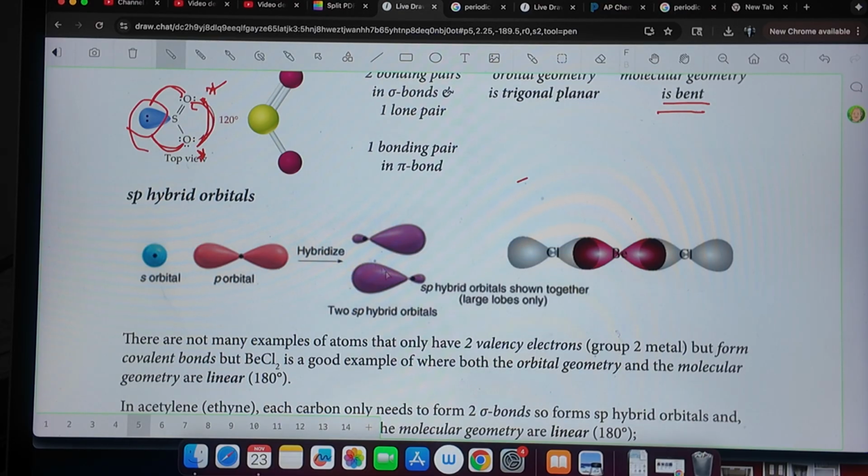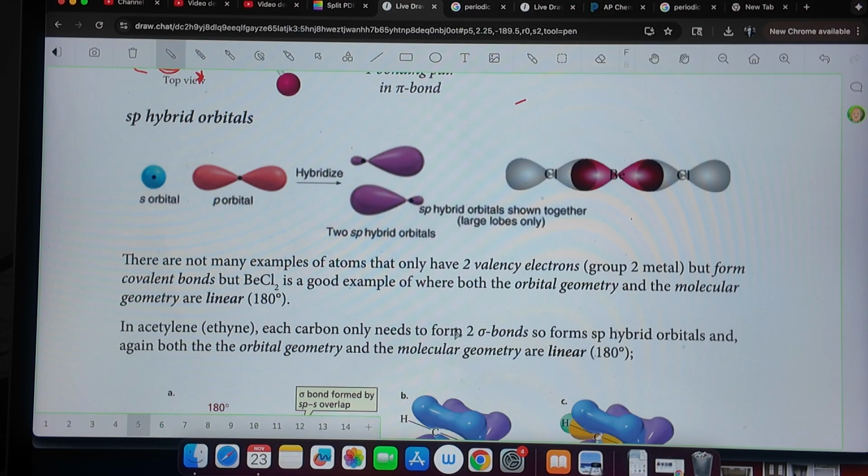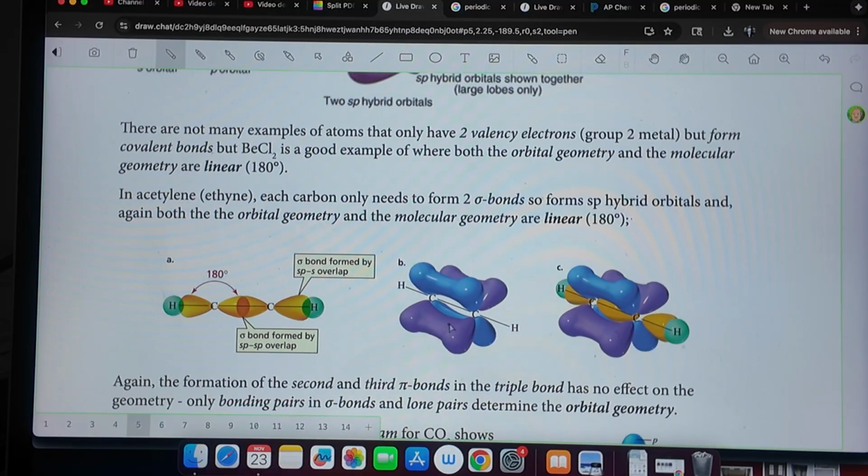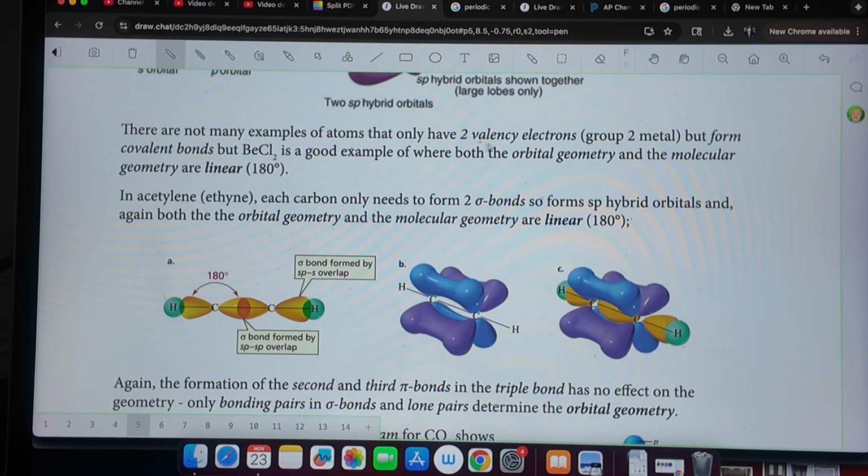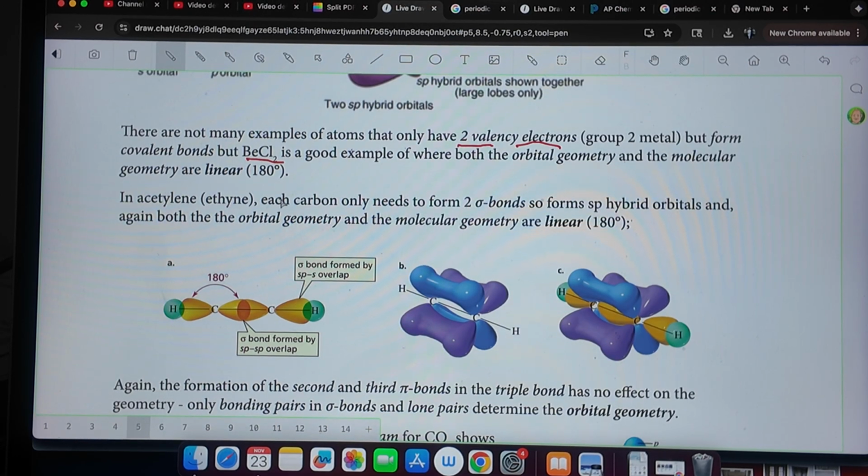Okay, so let's see what this looks like when you have an s and a p orbital hybridized to sp hybrid orbitals. There are not many examples of atoms that have 2 valence electrons, group 2 metals, that form covalent bonds, but BeCl2 is a good example where both the orbital geometry and the molecular geometry are linear.